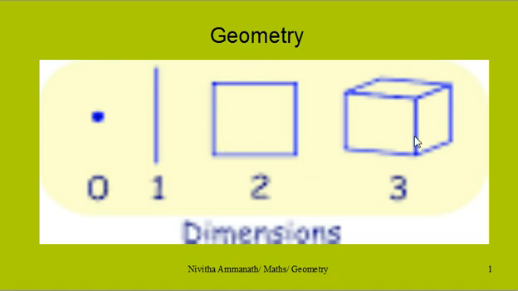Then we have three dimension. In three dimension, we have cube, cuboid, etc. What does it mean? You have a length, you have a width, and you have a height or a depth. So when you have a height or a depth in addition to the length and breadth, it becomes a cube or a cuboid. It is three dimension. These are the three dimensions.